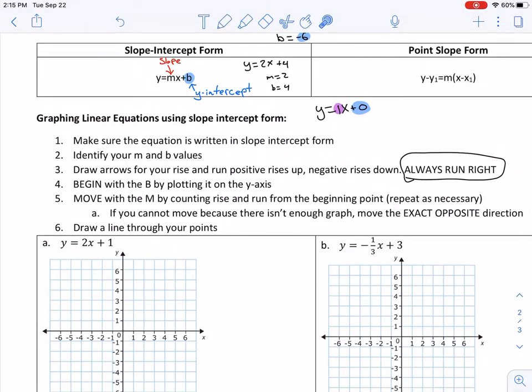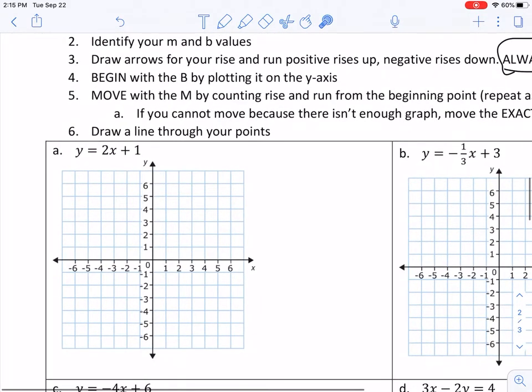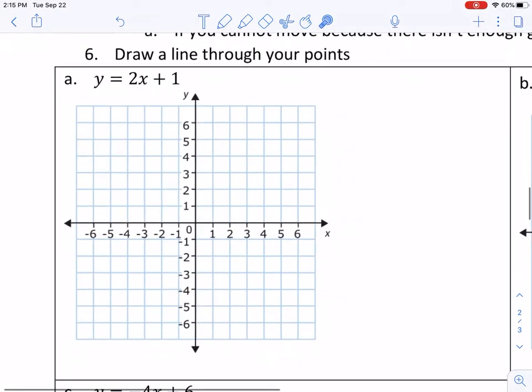Here's the thing. With rule number 3, it works as long as we apply this. If you cannot move because there is not enough graph, you move the exact opposite. If we can't go down and right, we would go up and left. If we can't go up and right, we would go down and left. And then finally, step 6, draw a line through the points. This is actually far easier than you would think. If you can identify some information, and plot points and count, you can graph slope-intercept.